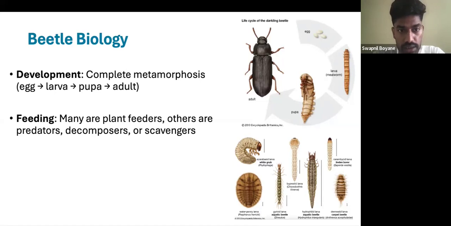Also, these beetles feed on different plants, and some of them are predators, decomposers, and also scavengers. Again, I have a figure at the bottom of the slide that shows the different types of larvae. These are just larval forms of beetles. When they turn into adults, they are going to look completely different, with good coloration, different metallic blue coloration, or black, they will have different kinds of colorations.